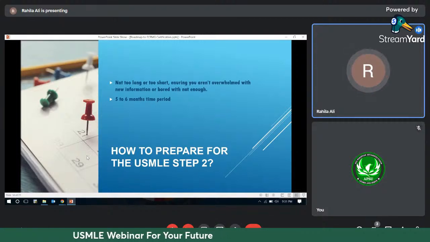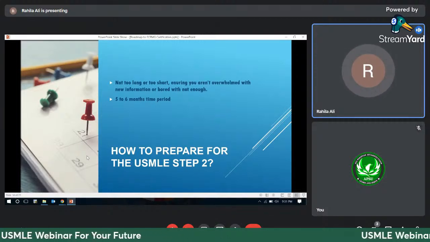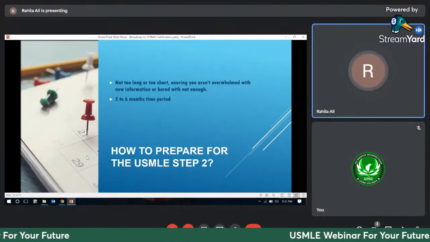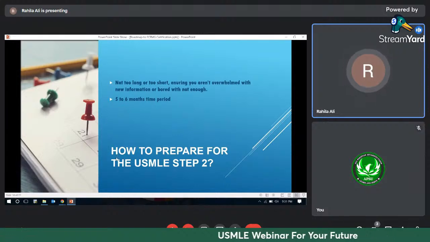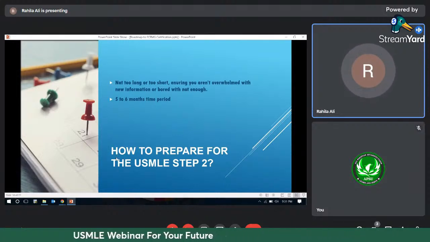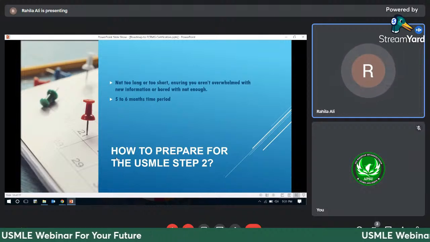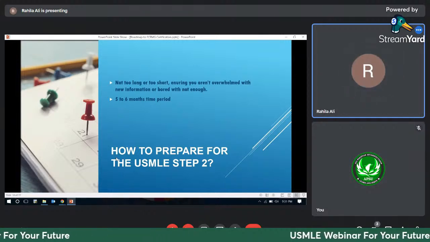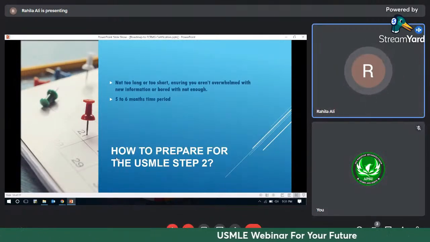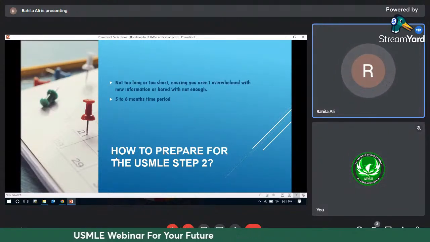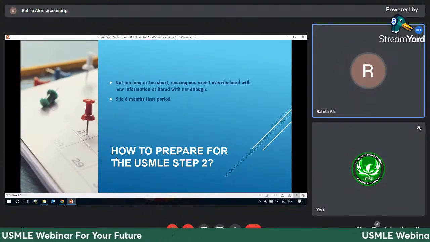Okay, now you are done with step 1. You have done everything, you are good to go, and now you can prepare for your step 3. For step 3, it's not a very long exam. If you are doing dedicated study or if you are very focused, then it's not too long or too short a time. It will take around 5 to 6 months.